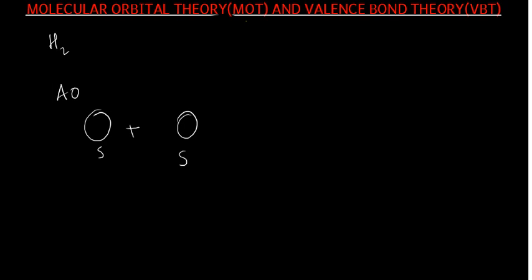Now, the kind of molecular orbitals, these are atomic orbitals which are reacting. The kind of molecular orbitals which are going to be formed are two. So what will be formed? We have a molecular orbital which is higher in energy, and a molecular orbital which is lower in energy.